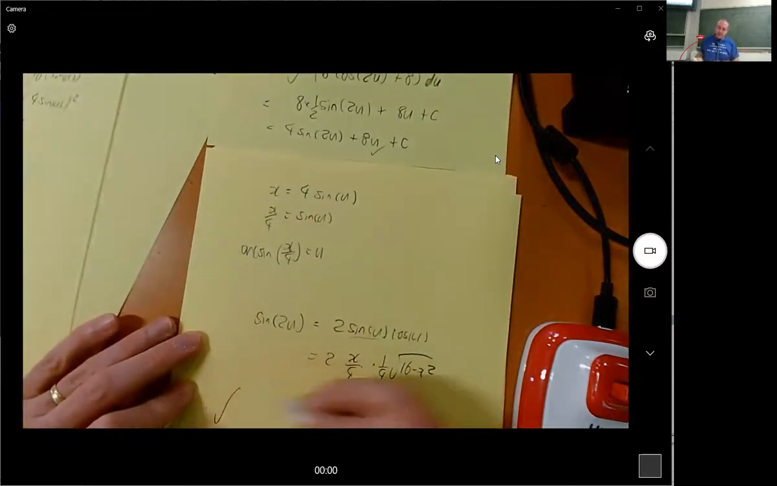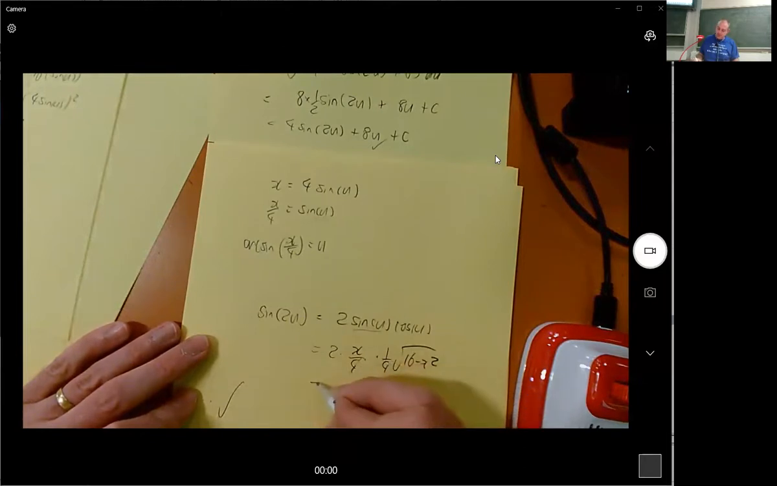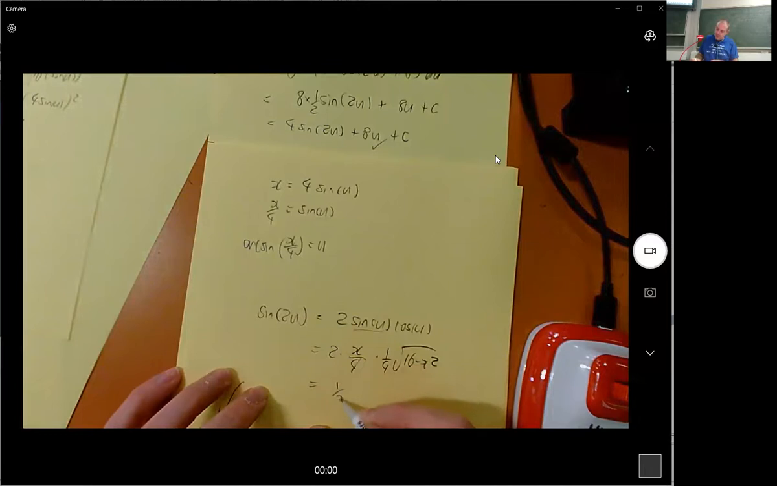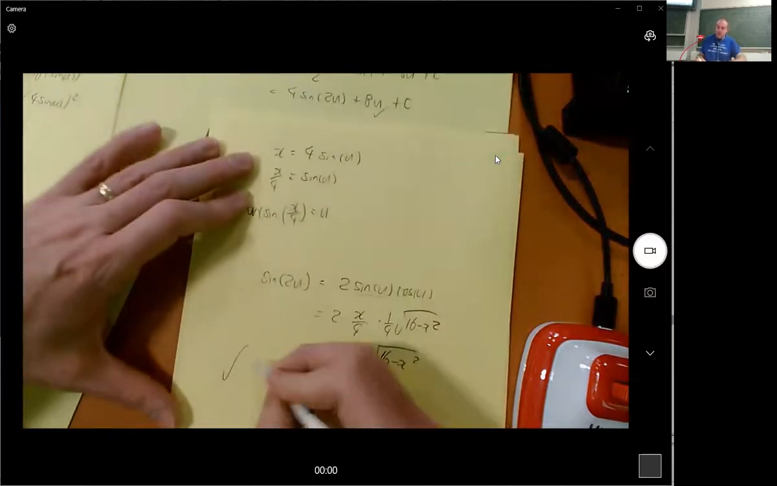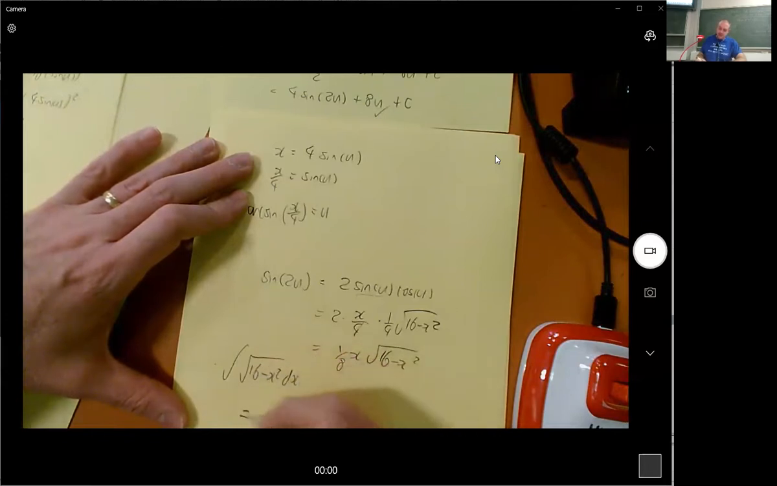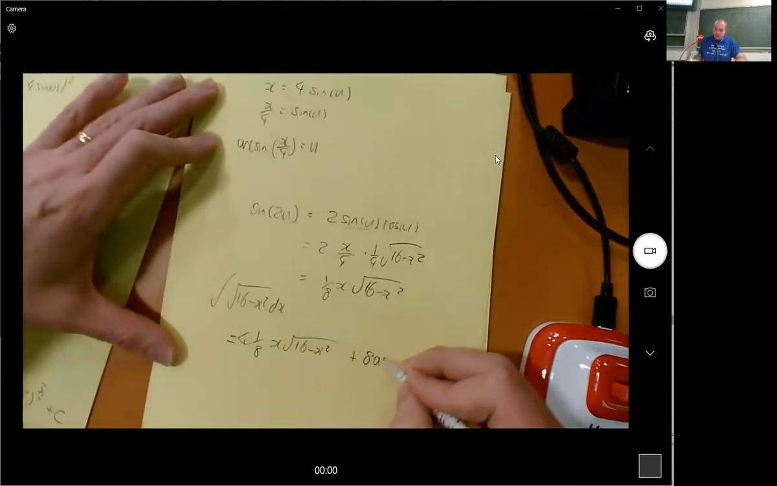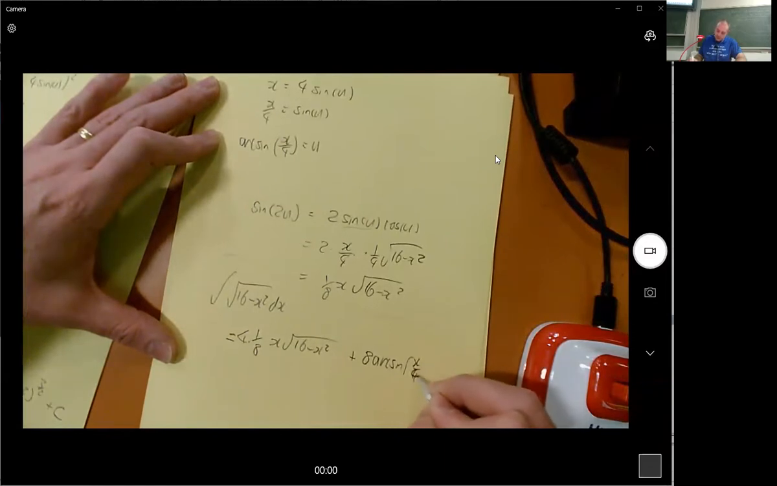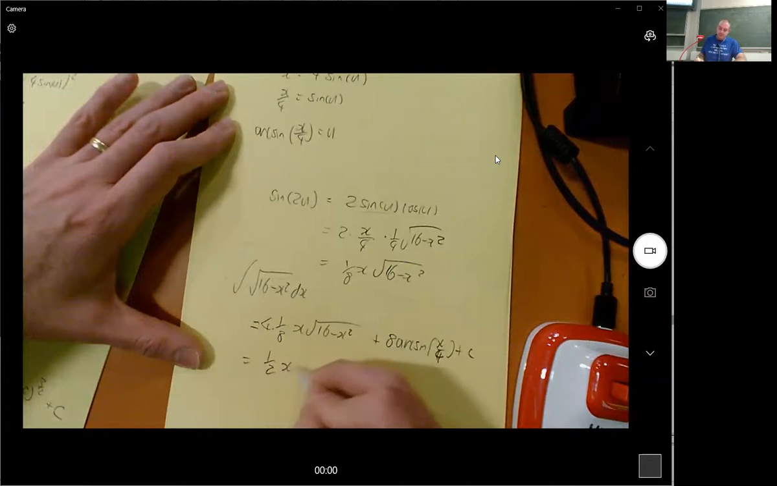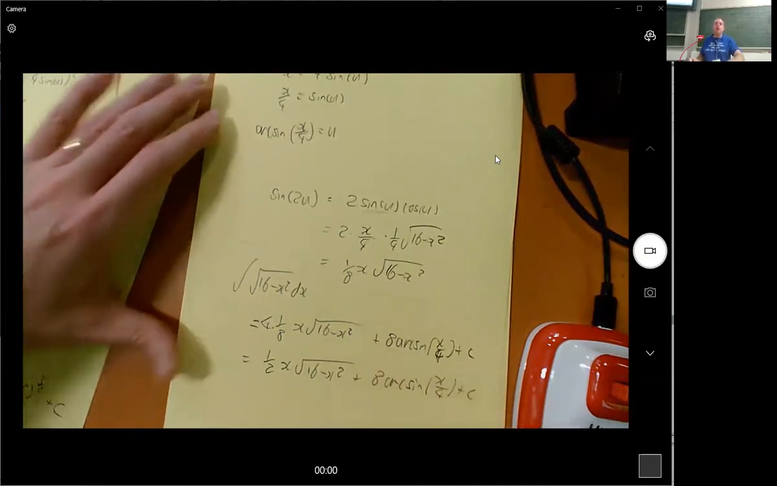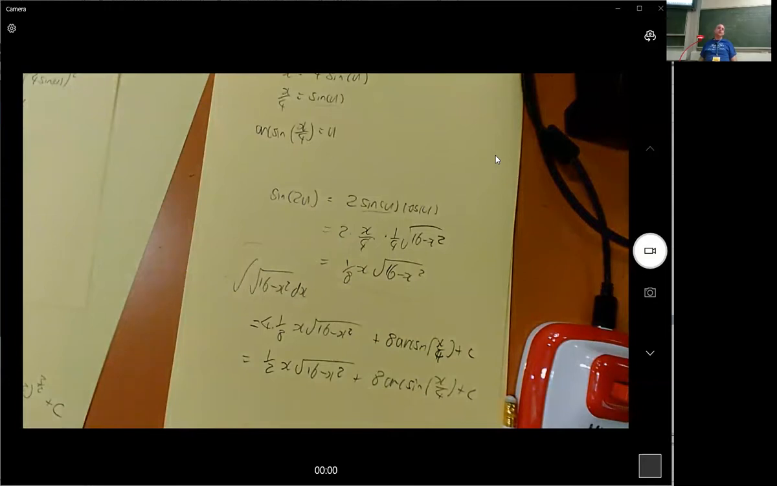And so therefore my integral is now, so that would be, what would that be? Just a second. 1/8 of x root 16 minus x squared. Okay, so therefore my integral of root 16 minus x squared dx is actually 4 times 1/8 of x root 16 minus x squared plus 8 arc sine of x on 4 plus c. Ah, that's trig substitution. You'll notice there were a lot of bits, a lot happening.